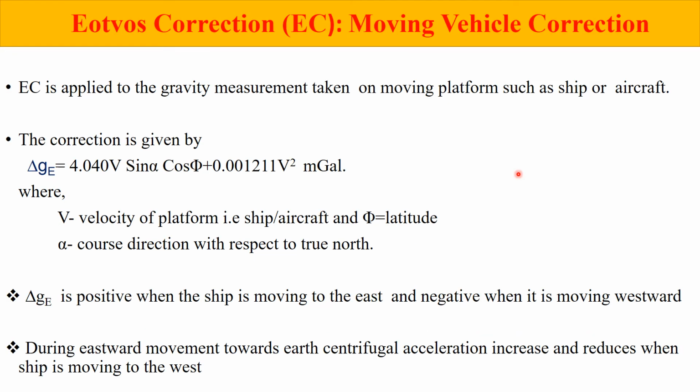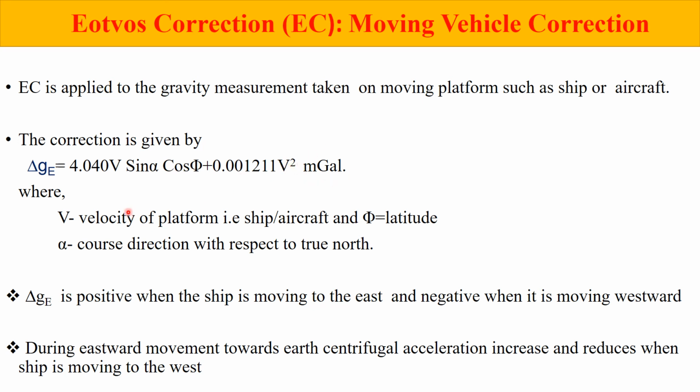Now, forget about land. This is for the moving vehicle correction, that is Eotvos correction. This is carried out usually on the ship or the aircraft which is moving. What is the correction? You can see it is dependent on the value of the latitude and some sign of the angle, the direction with respect to the north, and the velocity of the ship, in milligal.